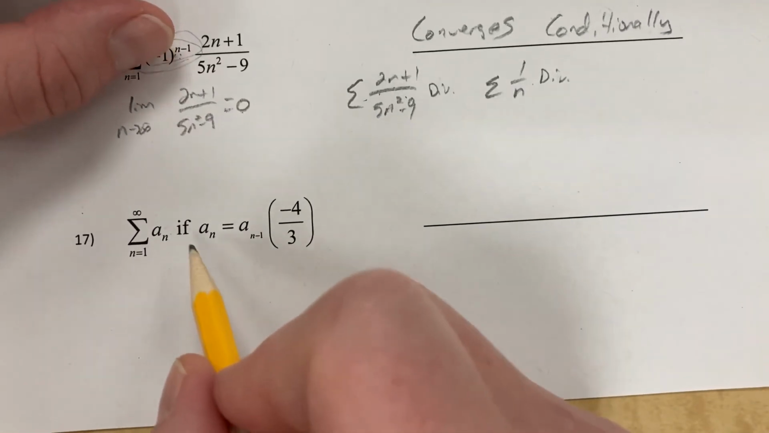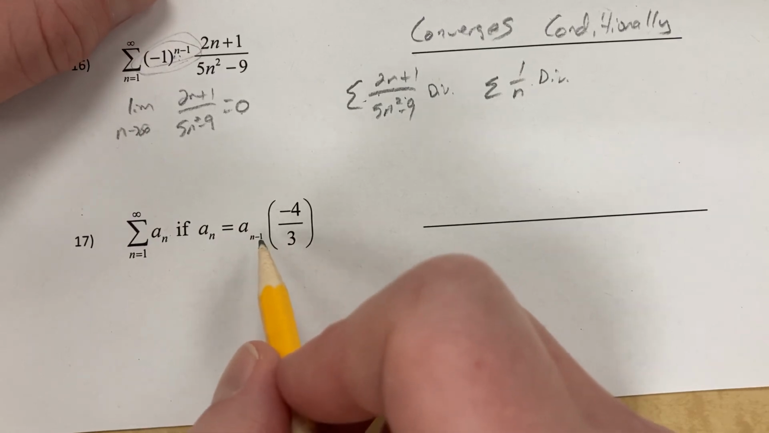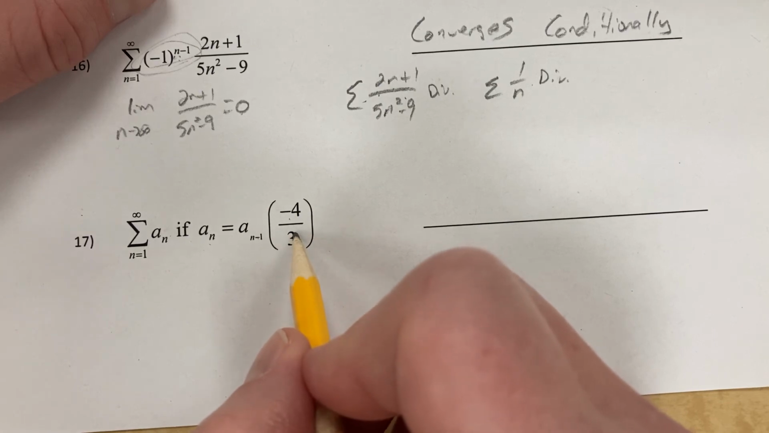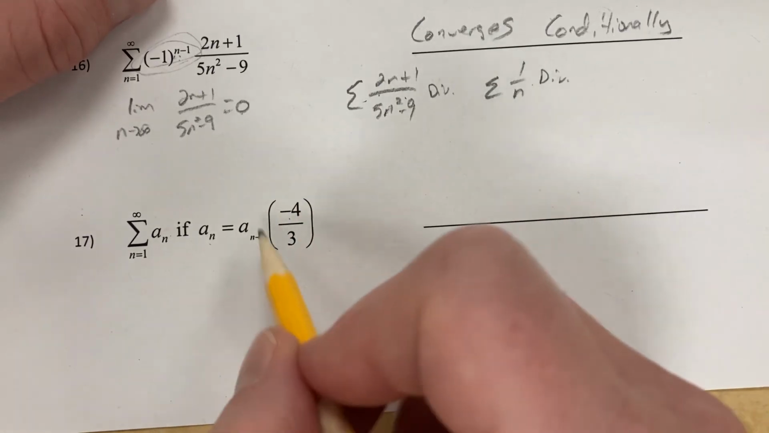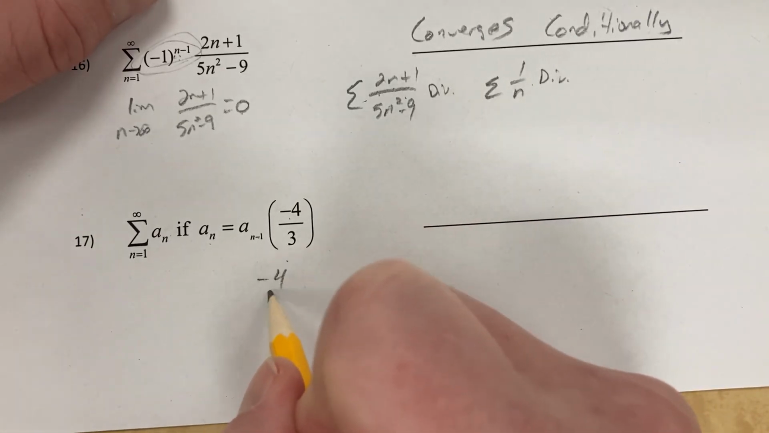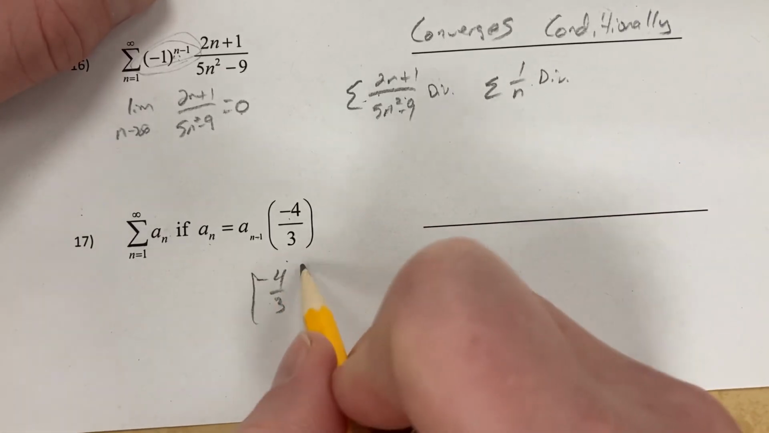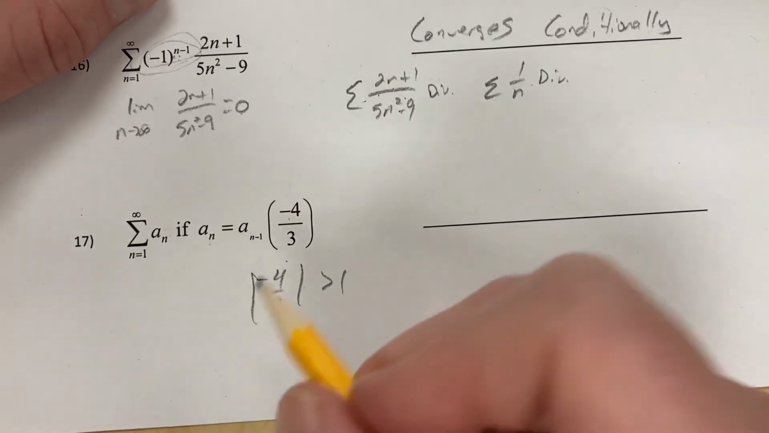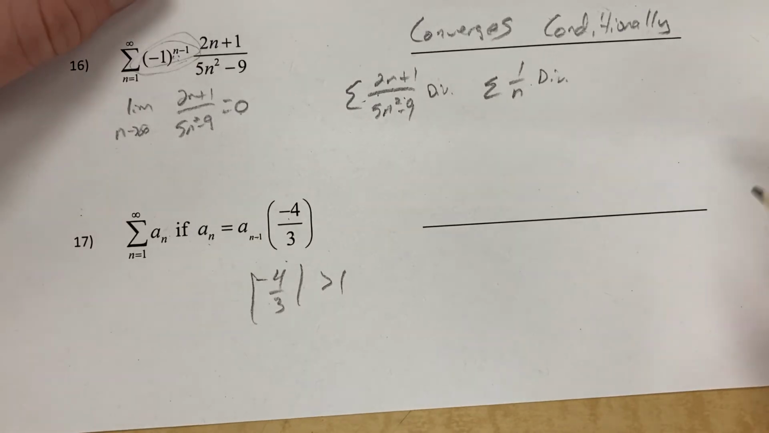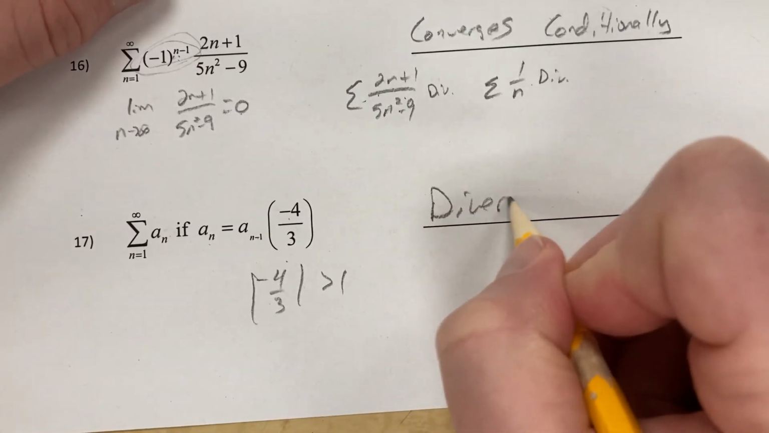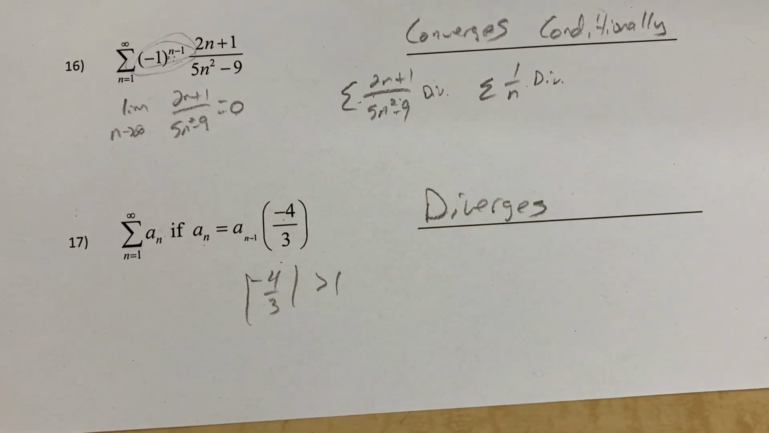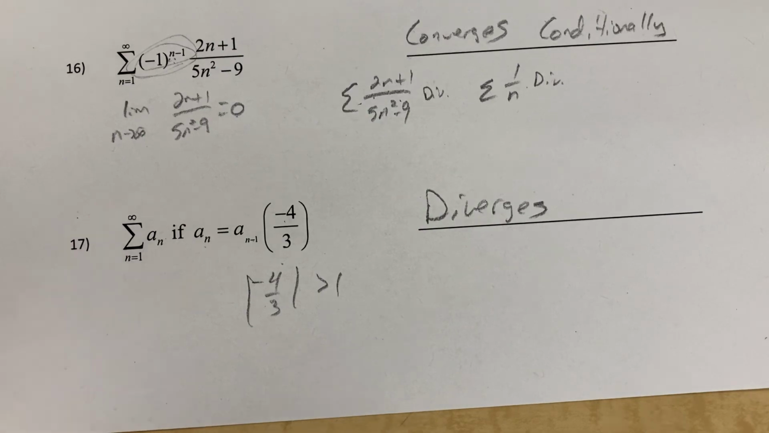We get to this next one, and it says, what if you have a sequence where each term is the term before it times negative 4/3? In other words, you're just going to continue to multiply by negative 4/3 to get the next term, the next term, the next term. Well, negative 4/3, the absolute value of that is bigger than 1. And so these terms are going to get bigger and bigger. I mean, they're going to alternate, but they're going to continually get further and further away from 0. So this diverges. We don't have something heading off to 0. All right, we'll do part 3 in just a second.